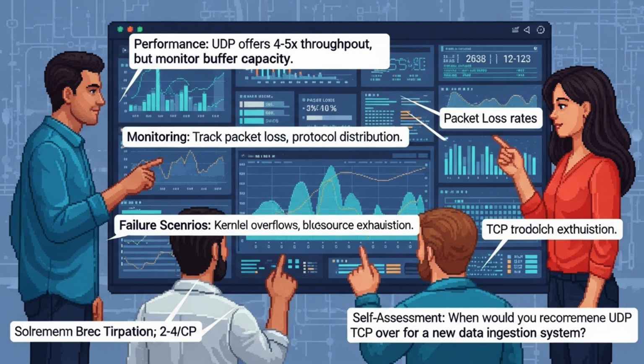The foundation we've built today is critical. As a self-assessment, consider this. When would you recommend UDP over TCP for a new data ingestion system, and what specific application-level reliability mechanisms would you implement?